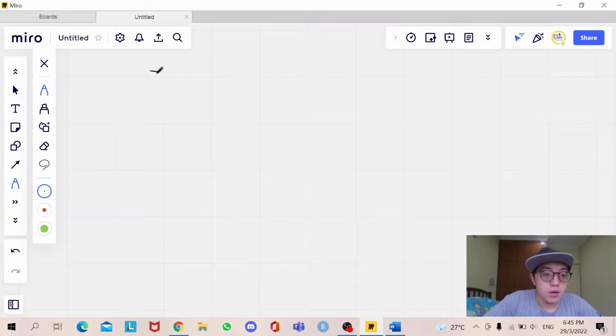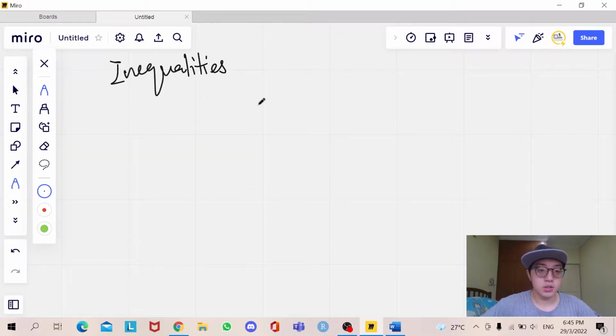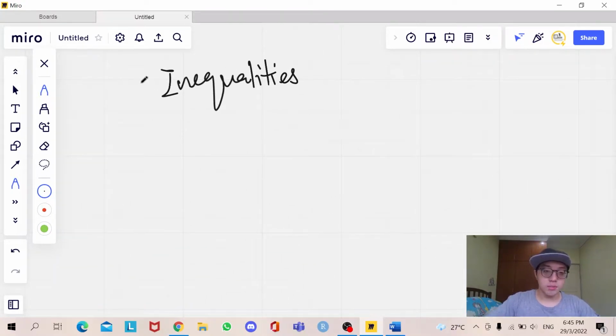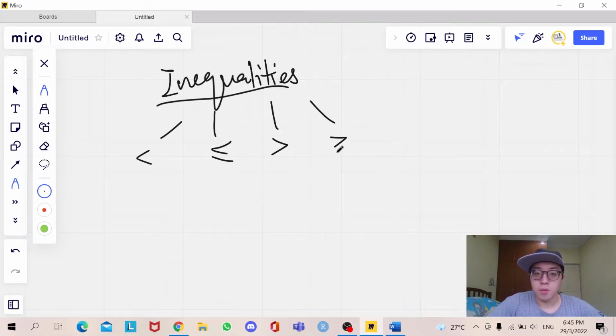Inequalities. All right, I'm gonna make this board a little bit larger. Inequalities here means that it's not equals, just as the name suggests. So you will see a lot of lesser than, lesser equal, more than equal.